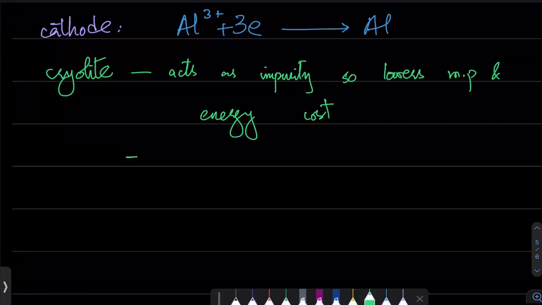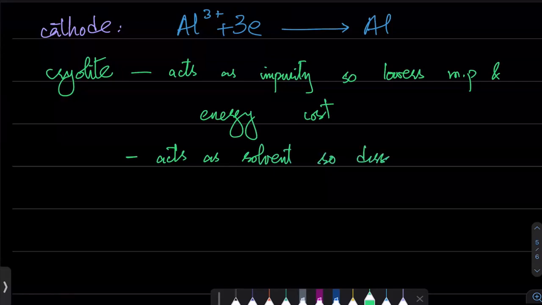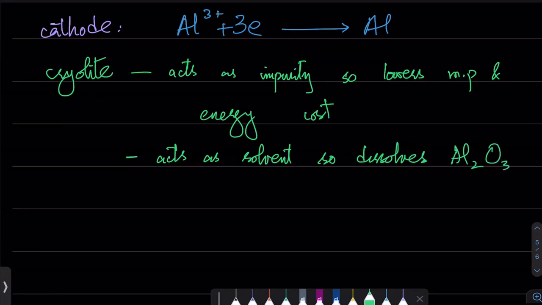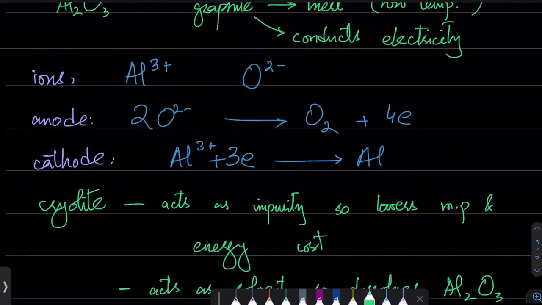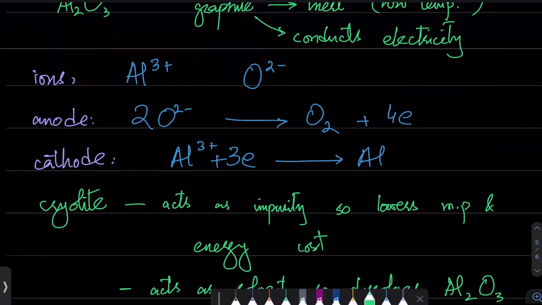Secondly, cryolite acts as a solvent, so it dissolves Al2O3. So I don't need water. And because there is no water, the benefit is that I will not have hydrogen ions, and I will be able to extract the aluminum. Okay. All right. So I have these things and I react them, and that is how I am able to get this. That's one issue. Second issue.